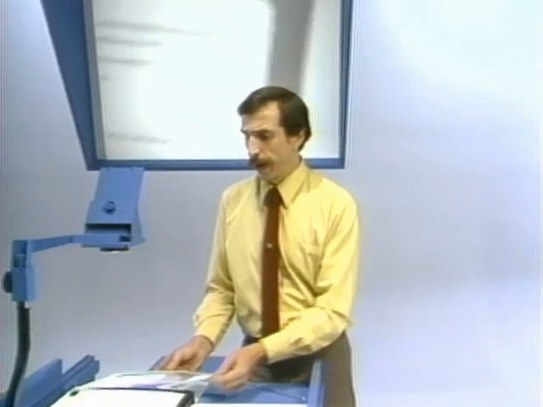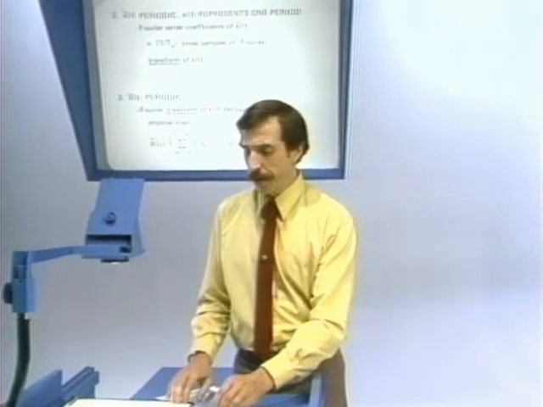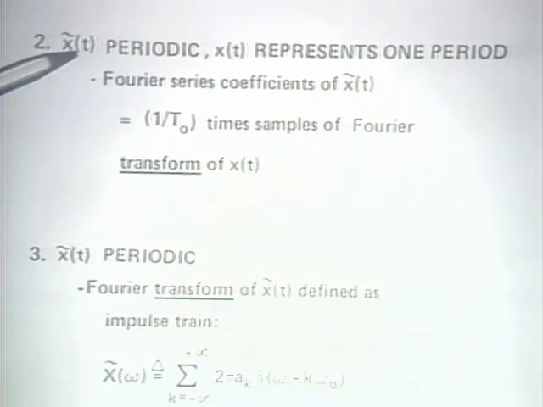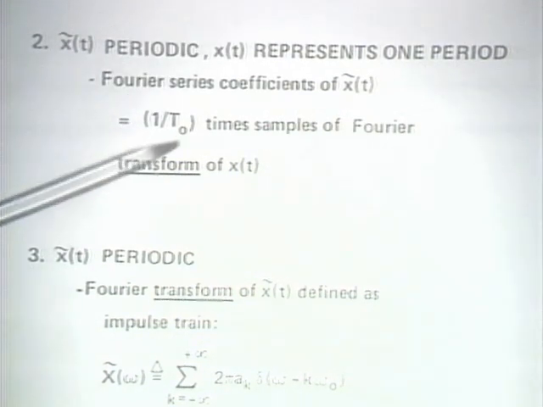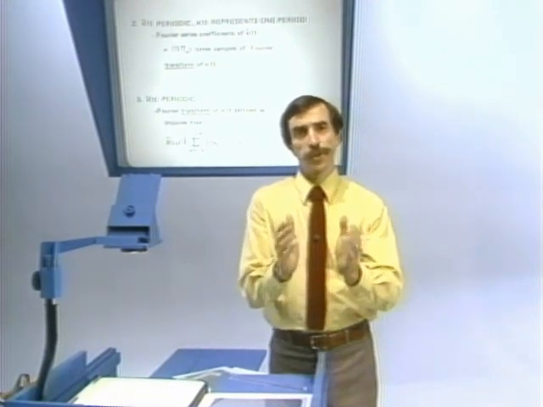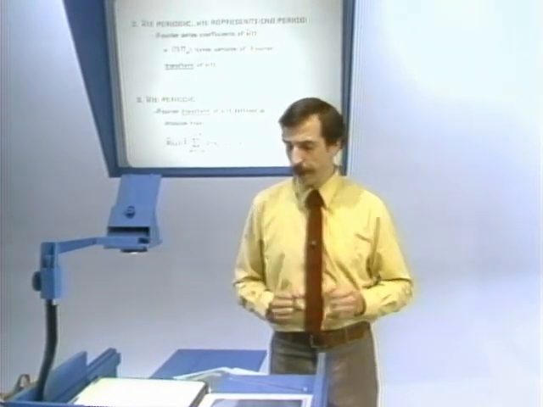Now, the second thing that we recognized is that once we have the concept of the Fourier transform, we can, in fact, relate the Fourier series coefficients to the Fourier transform of one period. So the second statement that we made was that if we're trying to represent a periodic signal, we can get the Fourier series coefficients of that by computing the Fourier transform of one period, and then samples of that Fourier transform are, in fact, the Fourier series coefficients for the periodic signal.